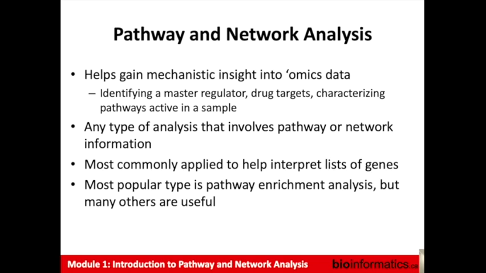Pathway and network analysis helps gain mechanistic insight into omics data in a more automated way. For instance, we could identify a master regulator, drug targets, or characterizing pathways that are active in a sample. And any type of analysis that involves pathway or network information is a type of pathway or network analysis. Pathway and network analysis is most commonly applied to help interpret lists of genes, and the most popular type is pathway enrichment analysis, but there are many others that are useful, and we'll be covering pathway enrichment analysis and a number of others as part of this workshop.